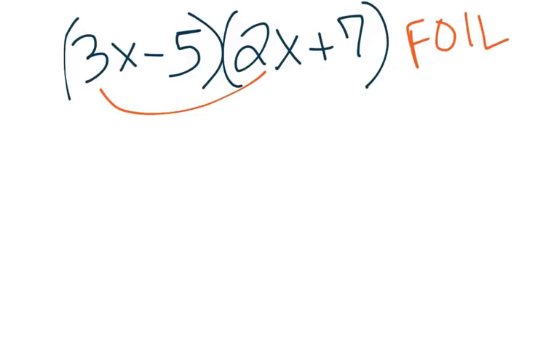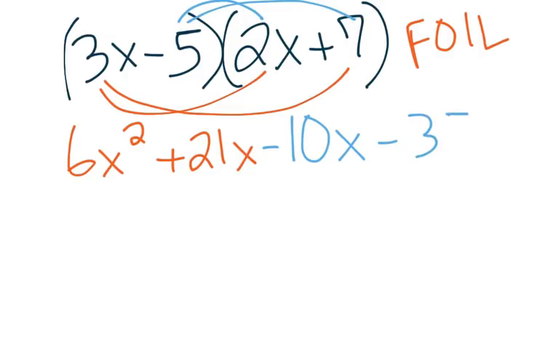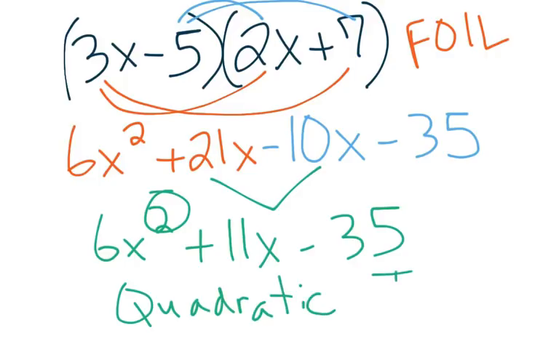So I'll multiply my first terms first to get 6x squared. My outer terms next to get 21x. My inner terms to get negative 10x. And my last terms to get negative 35. So the next thing I need to do is combine my like terms. And my final answer is 6x squared plus 11x minus 35. And again, let's classify this. It's power of 2, so this is a quadratic trinomial.